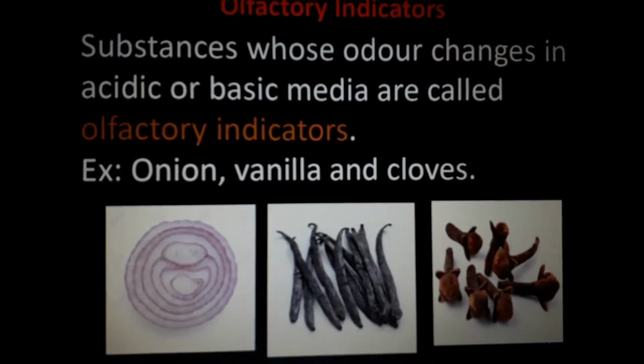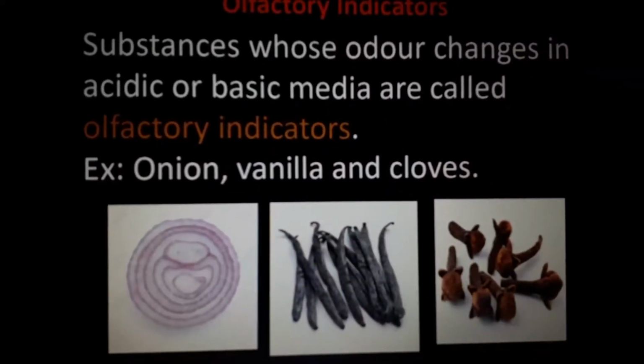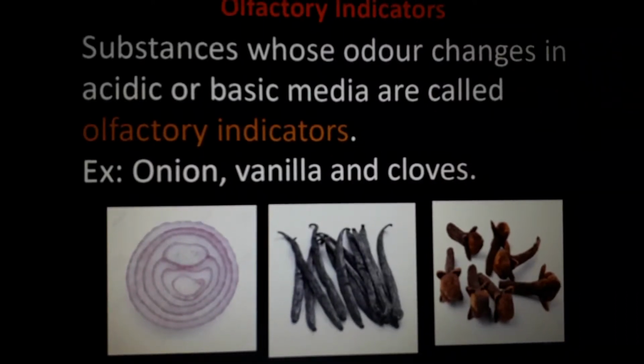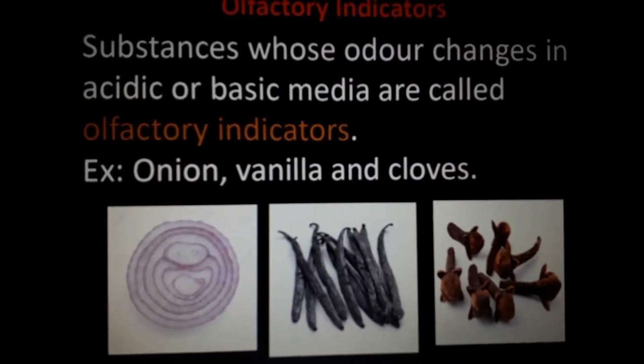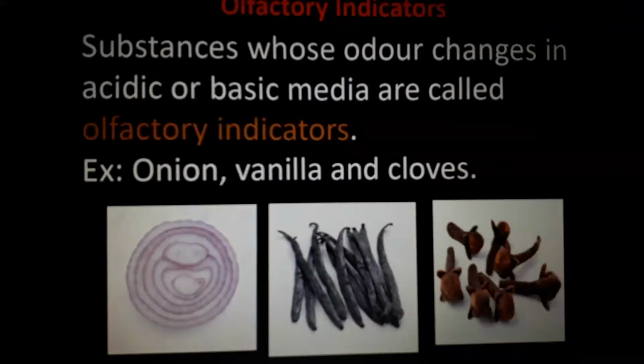Olfactory indicators. Okay, we will finish the class after explaining this. Olfactory means something related to smell. Understand? So some other indicators are there which will change their smell when we add them into acid or base. For example, this is a piece of onion. You know that.